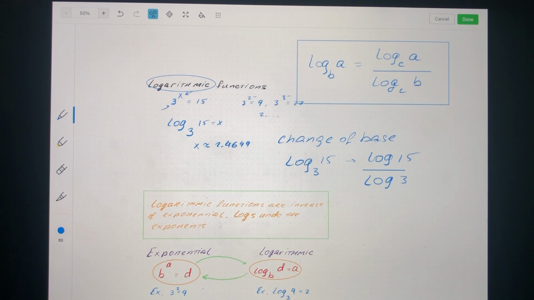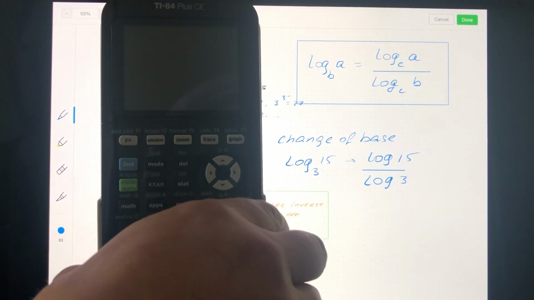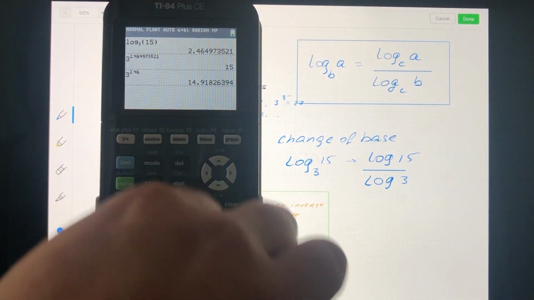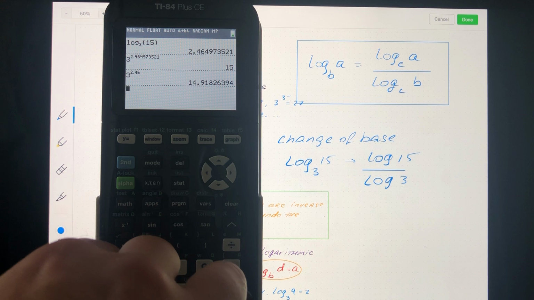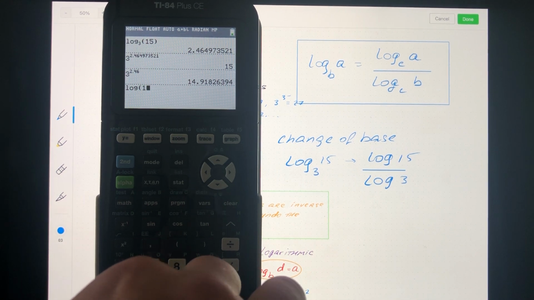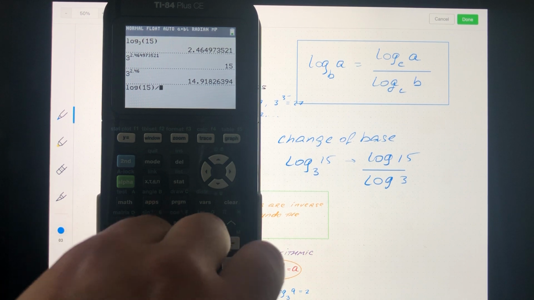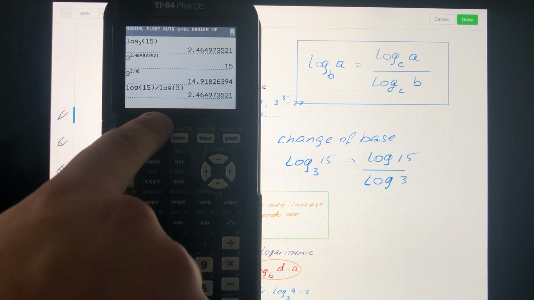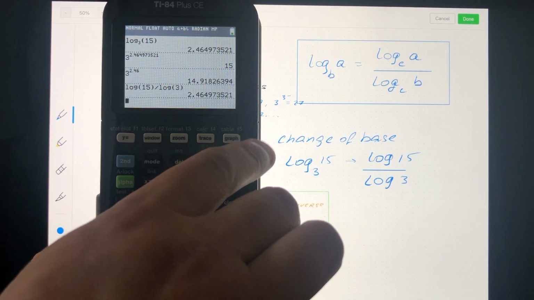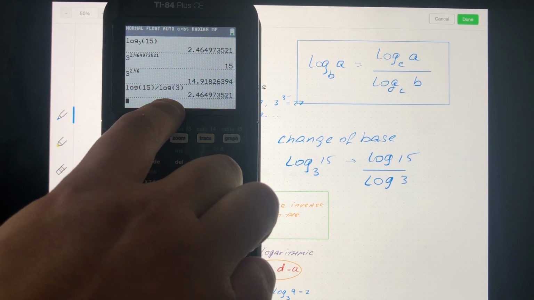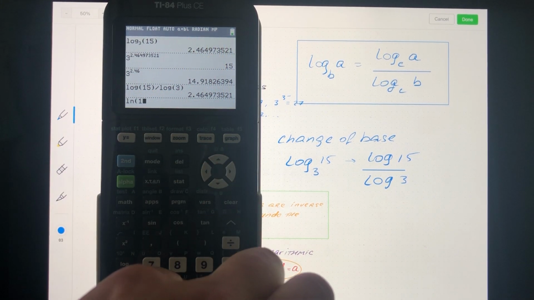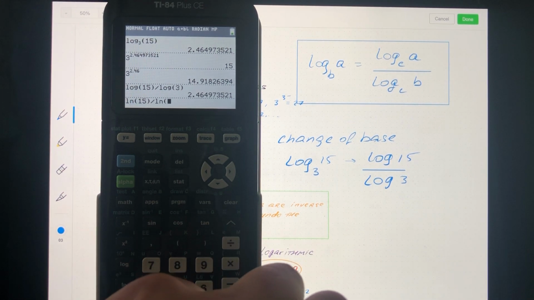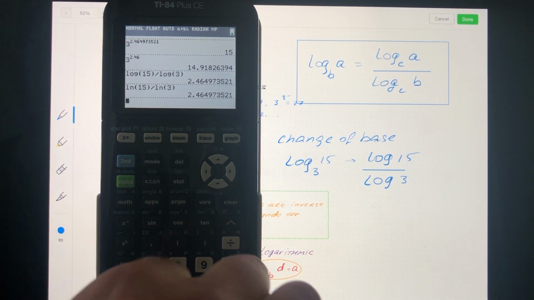Now, with the calculator, let's see if we get the same answer. So here is our previous answer, 2.46 something. Now let's type in log of 15 divided by log of 3. And here is the answer. It's the same decimal, 2.46, exactly the same. If we instead used ln, natural log, we'd get exactly the same solution. As long as the base we change into is the same, it will work. So here is natural log, same answer.